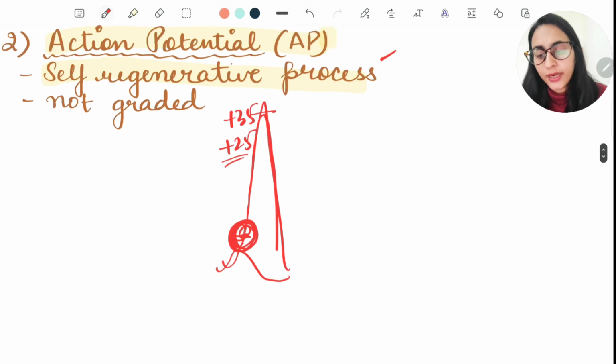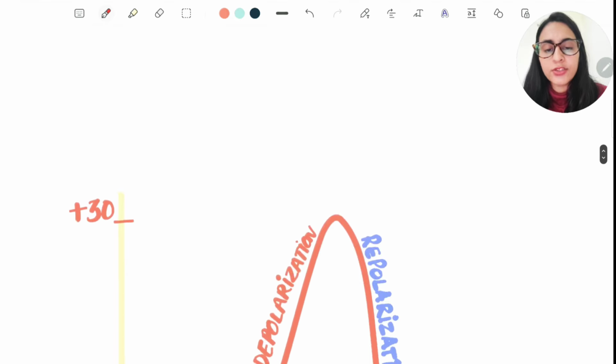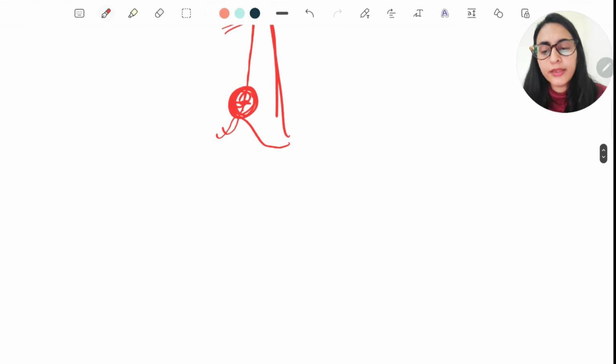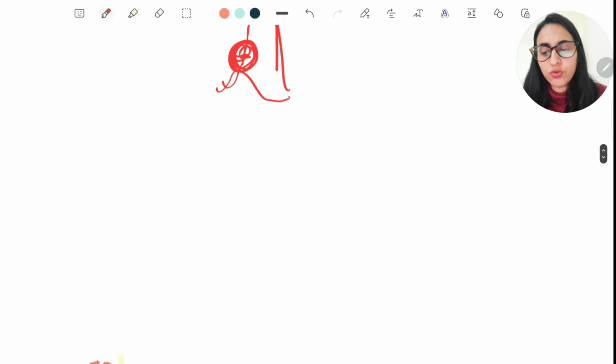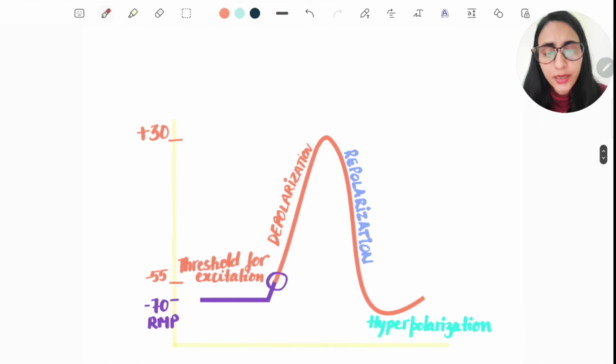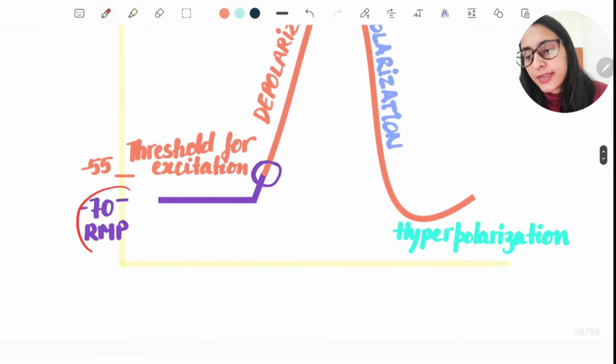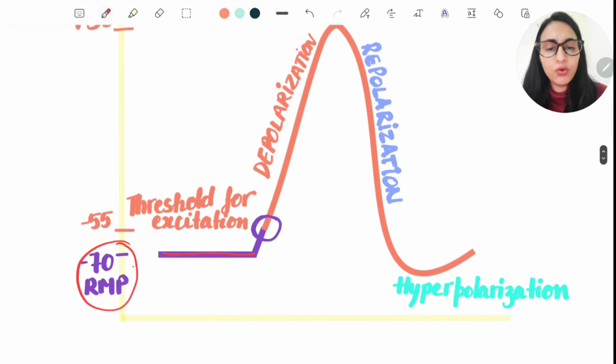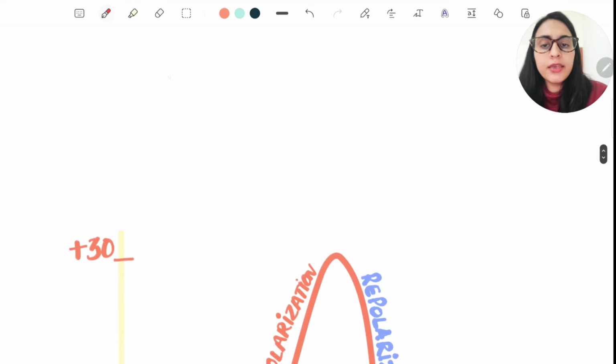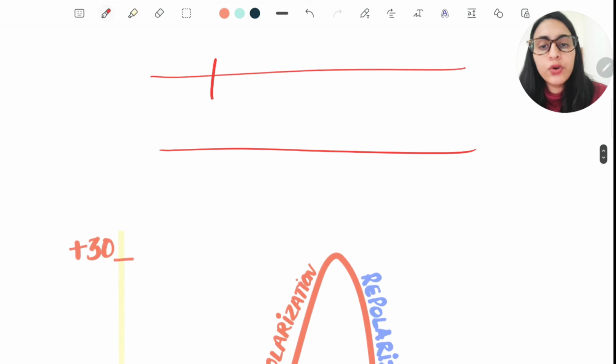It is not graded. So there are phases of action potential which are recorded by the cathode ray oscilloscope. So this is the graph. RMP of a neuron is minus 70 millivolt. So we start from minus 70 millivolt. Now what happens, there is sodium that is coming inside the cell.